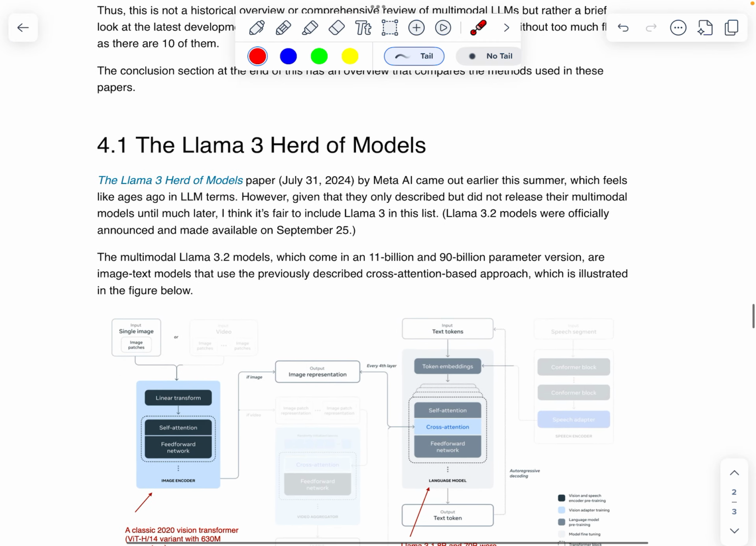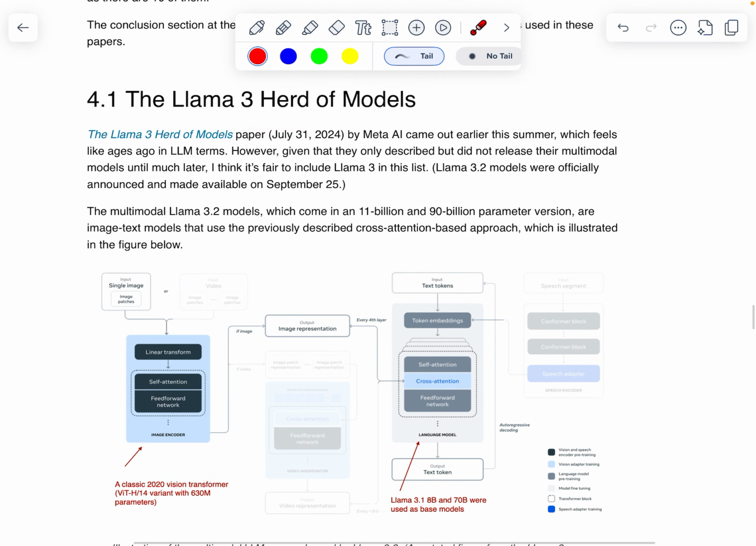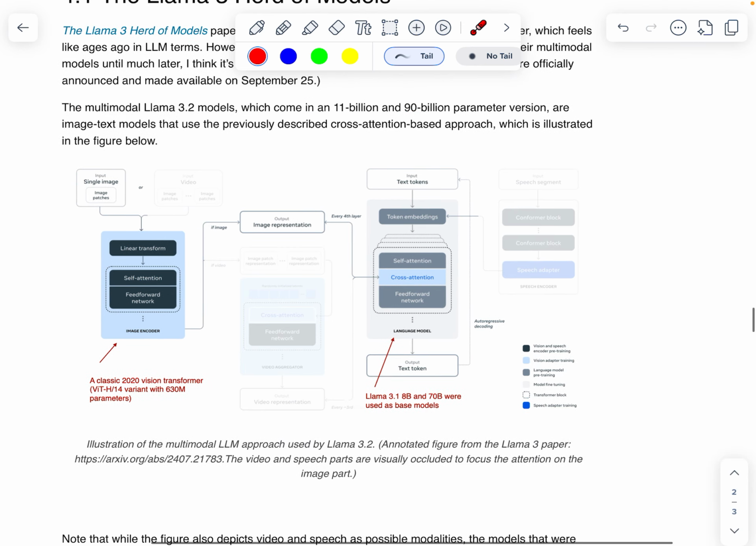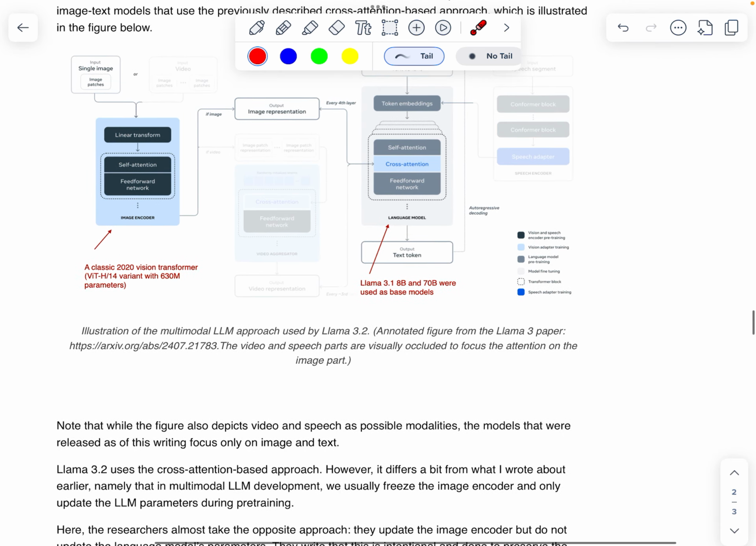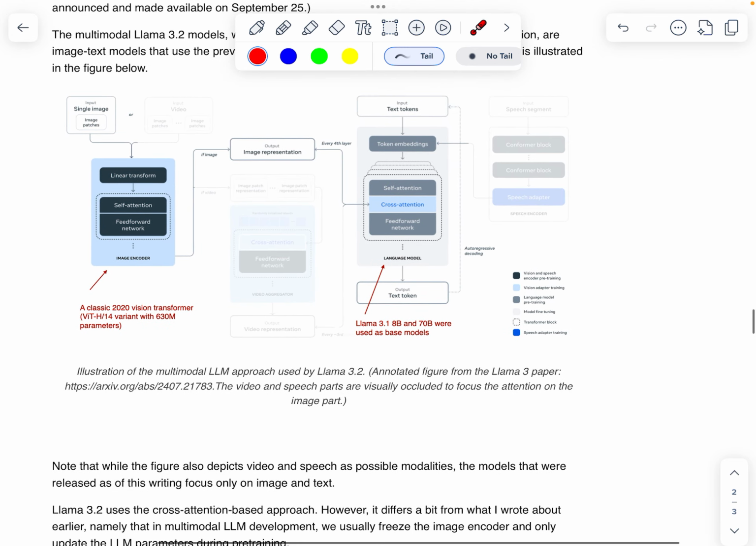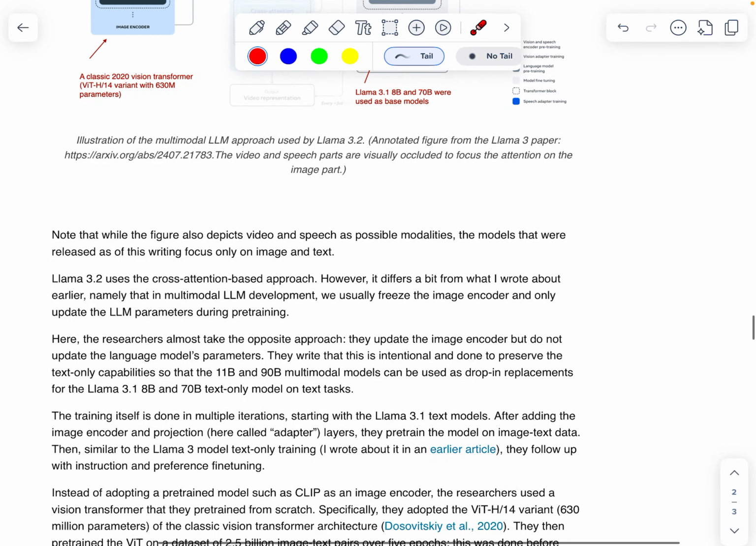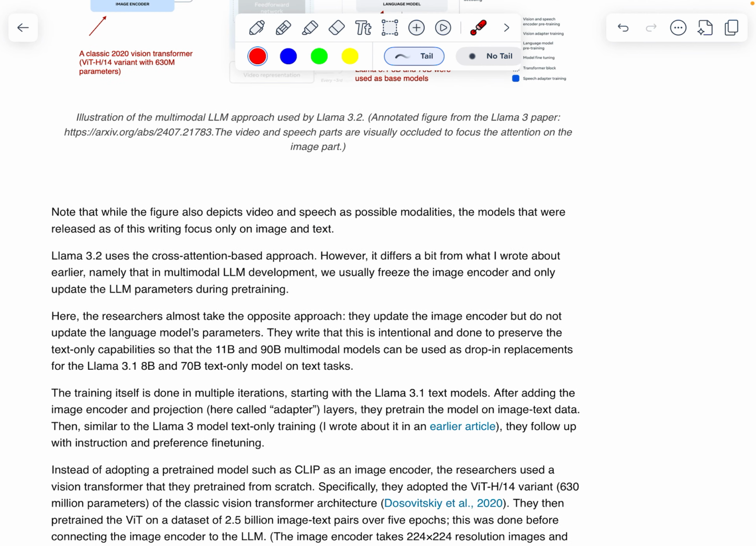I basically had time only to talk about like read the Llama 3 herd of models paper. So these models come in like 11 billion, 90 billion parameter version, are image text models that use previously described cross attention based approach. Yeah, so this is what's going on. So this also talks about video and speech as possible modalities. Llama 3.2 uses cross-attention based approach.